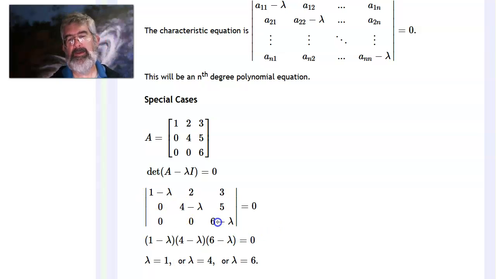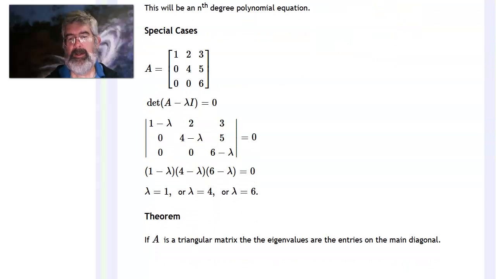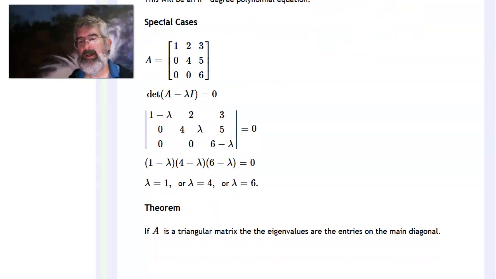But in this case, where this is a triangular matrix, you've got a bunch of zeros down on one side, one corner. The determinant looks really nice. It's already factored, and so I can clearly see lambda equals 1, lambda equals 4, lambda equals 6 are the eigenvalues of that matrix. And notice the 1, 4, and the 6 happen to be the entries on the main diagonal. There's a theorem that says if A is a triangular matrix, then the eigenvalues are the entries on the main diagonal.